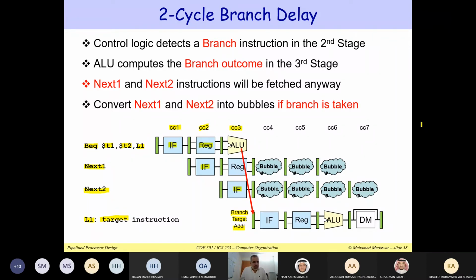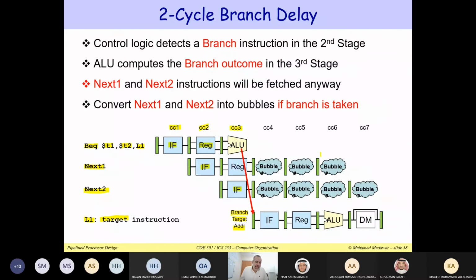Right, let me ask you this question. What if the branch is not taken? It will go to the next one and next. Actually, I always have a question. Should we convert them into bubbles? No. No. So this is basically conditional, right? That's conditional. So if the branch is not taken, there is no harm of having next one and next 2. Already we have fetched them.